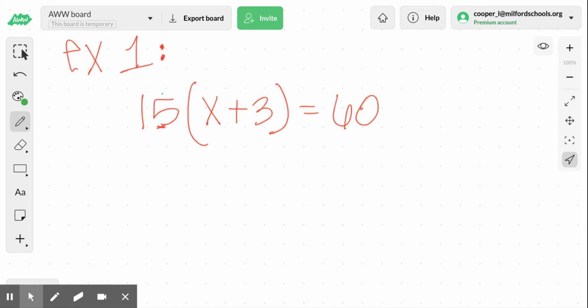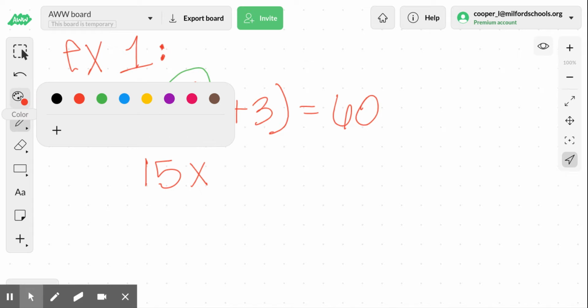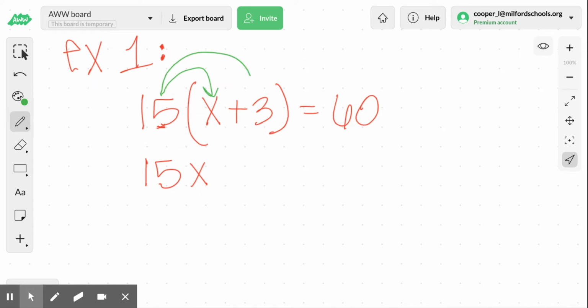So you're going to take this 15 out here. You're going to multiply it by the x first. Drawing these arrows is a really good tool to help you remember to multiply by everything. So that gives me a 15x. I'm then going to take my 15 and multiply it by this plus 3, which also means it's a positive 3. So that is going to give me a positive 45. And again, I just bring down my equal sign and bring down the 60.